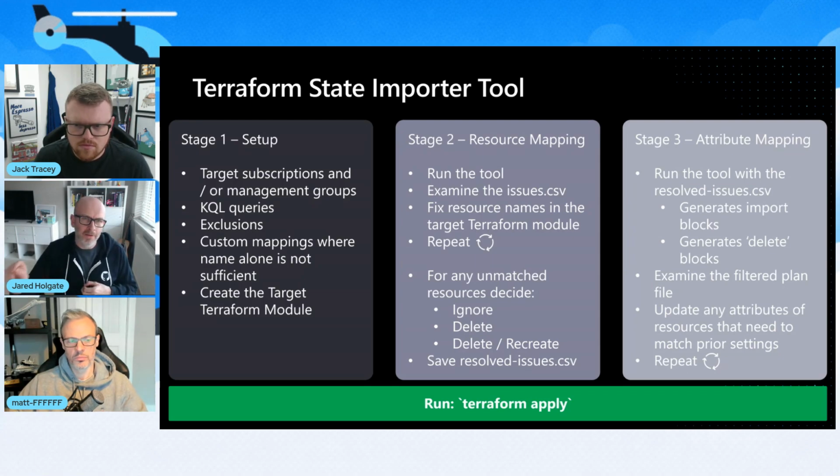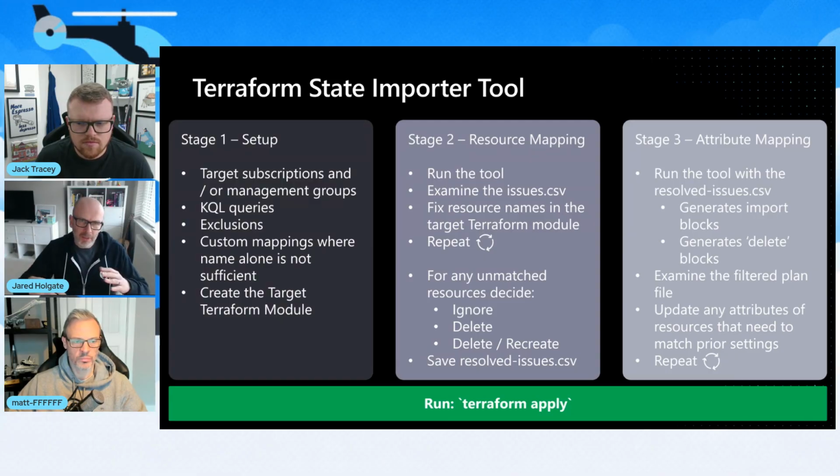Or if you can't do that, you can exclude things. You can say, ignore it. I don't want you to destroy that resource. I don't want you to have anything to do with that resource. Or you can actually say, I don't want this thing in Azure anymore, delete it for me. Or the last option is allow Terraform to delete and recreate it, but we'd have to tell it that we want it to do that as well.